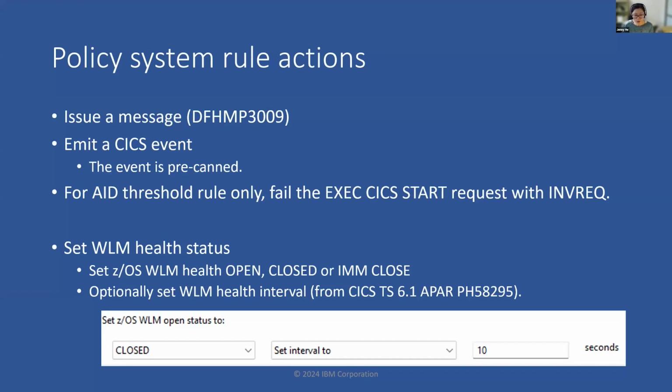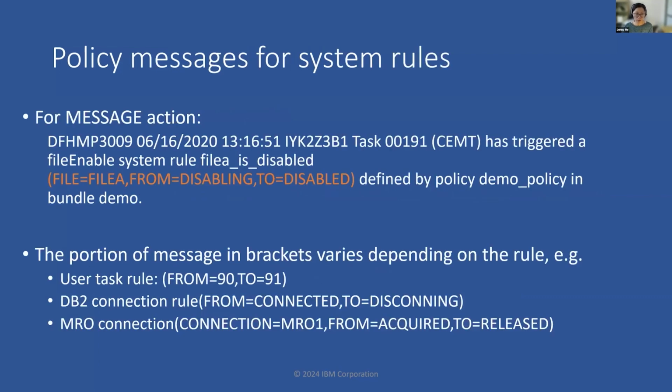For the AID threshold rule only, you can fail the EXEC CICS START request with a response code called INVREQ. That's only for this particular AID threshold, because the AID threshold monitors the EXEC CICS START request that meets a certain condition, which is documented in the CICS documentation. So here shows you what the message will look like for the system rules.